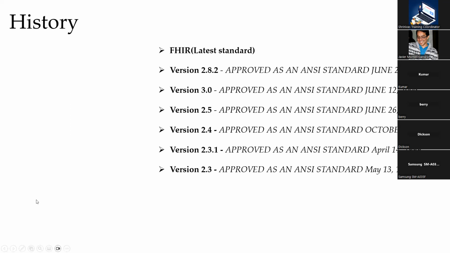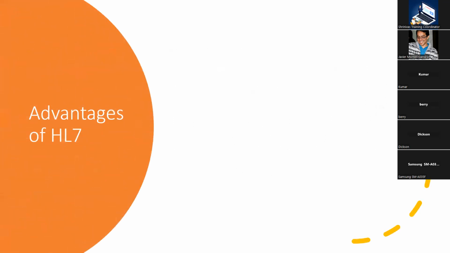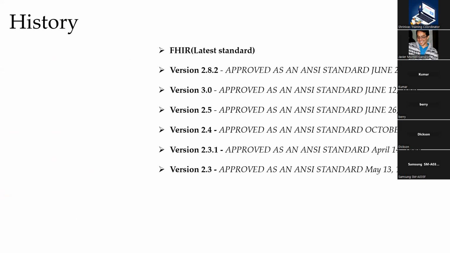Next, we had Fire. Fire is not an HL7 V2 standard, but people do ask me at this point, then what is Fire? Fire is the latest standard released by HL7, but it is not related to V2, not related to V3. Fire as a standard is released to go ahead and have all the latest technologies to be used in today's world.